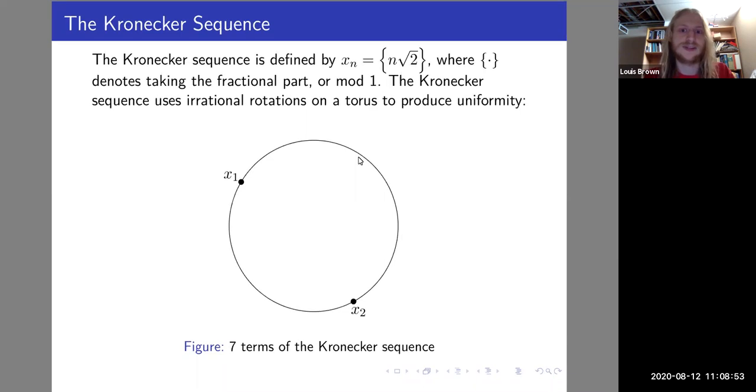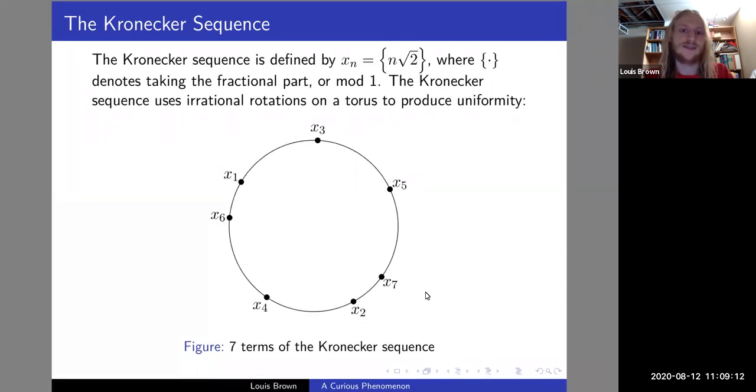Then the next point, we're going to rotate that the same amount around the circle. And the next point, we're going to rotate this around the circle. We're going to rotate that around the circle. X4 rotates to X5. This rotates to X6, and this rotates to X7. So this is the first 7 terms of the Kronecker sequence. And because root 2 is irrational, we know it's never going to come back to a point it's already seen. So this is going to be a very regularly distributed sequence.